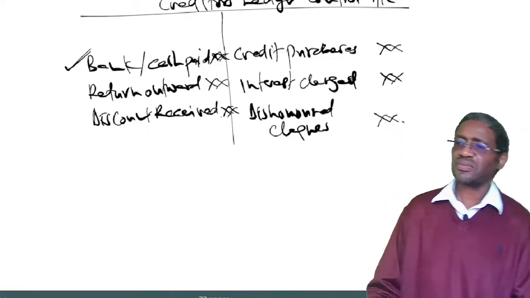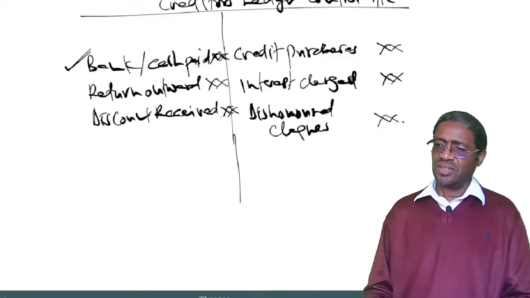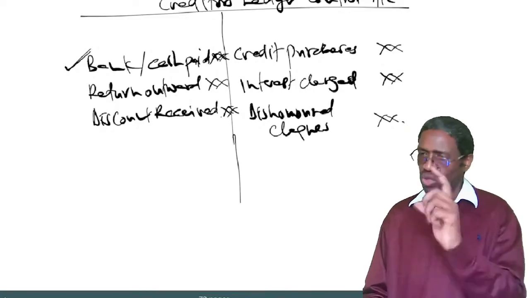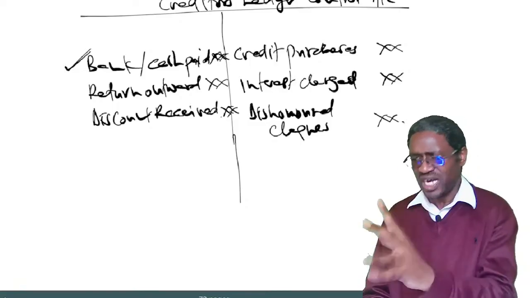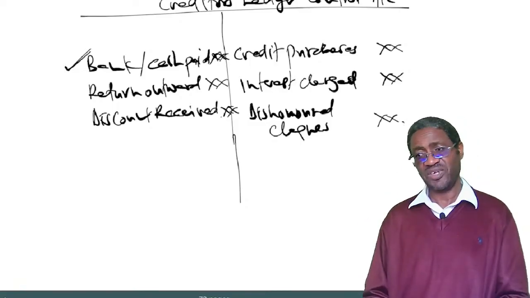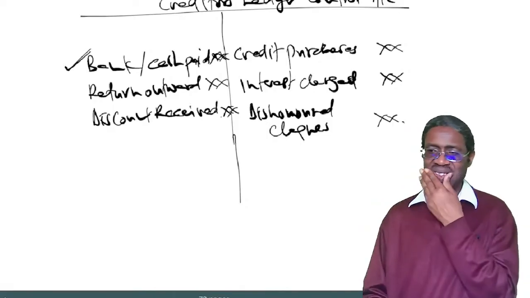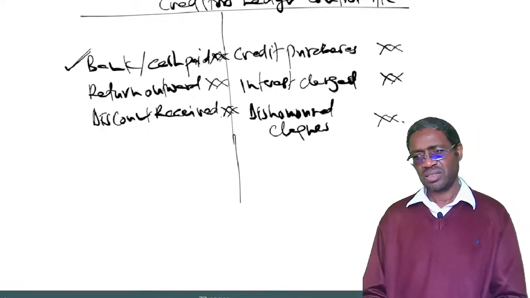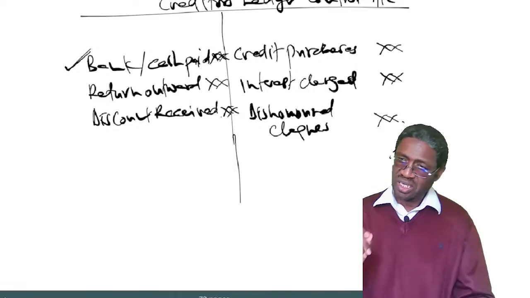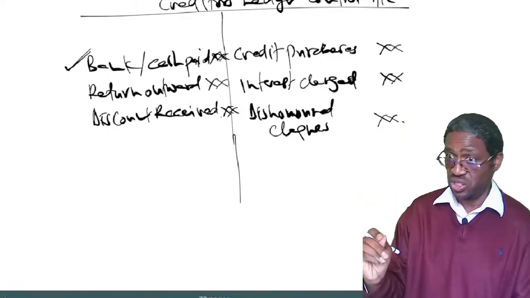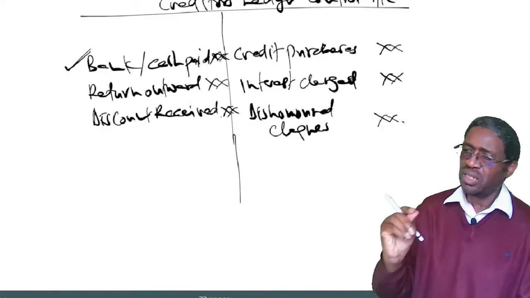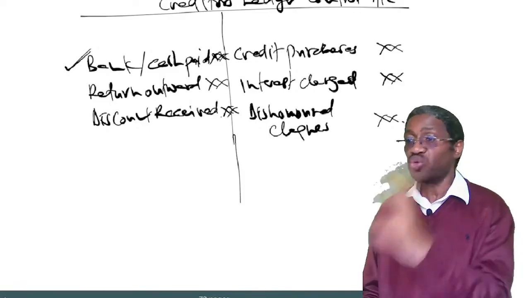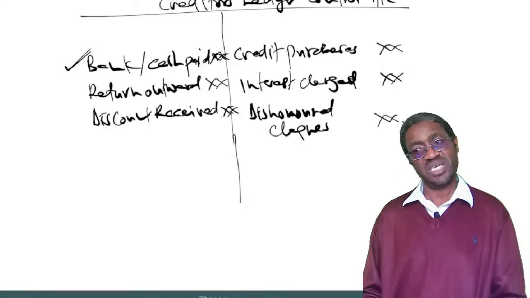Good. Listen. You purchased goods from Kamau on credit. You told him, I'll pay you within 30 days. Listen carefully. I'll pay you within 30 days. So Kamau told you, give me a guarantee. And so you signed a bill of exchange, implying that you have guaranteed to pay him that money within 30 days.